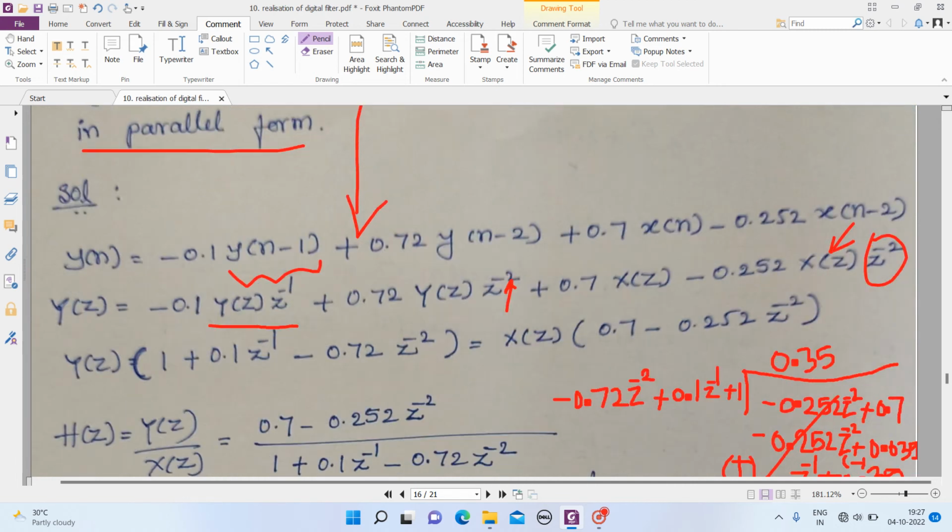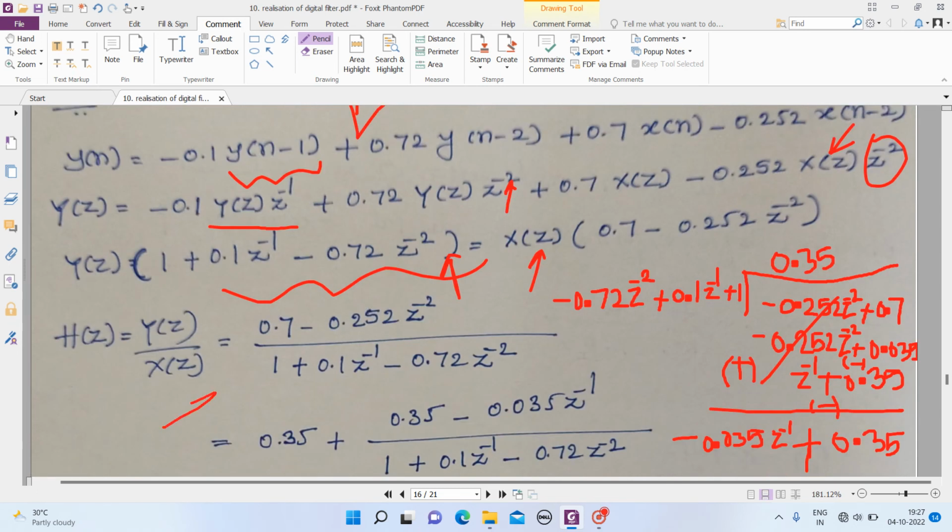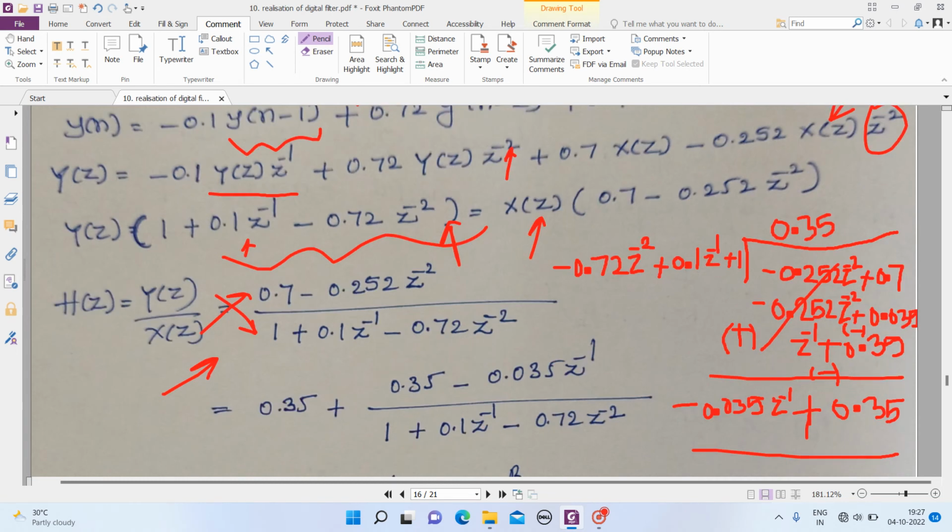Thereafter we have to separate the input function and output function. Then we take the common factors in each function, the output function and the input function. After that we arrange the equation like this, and we have to define the equation for H of z. So H of z is equal to Y of z divided by X of z. If we cross multiply these two, we will get this equation. The next step is very important.